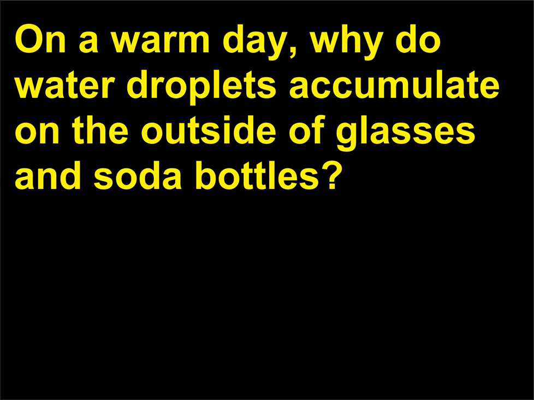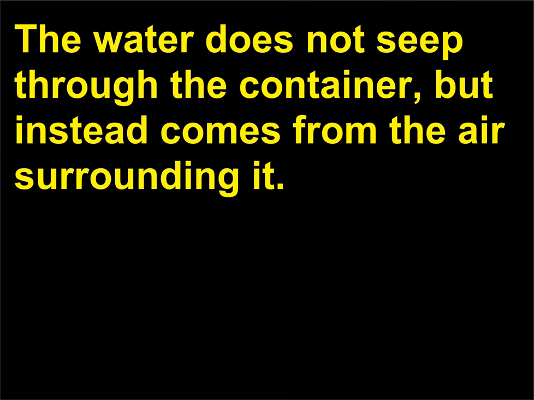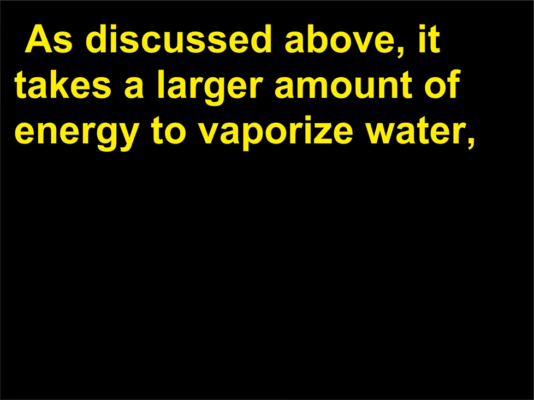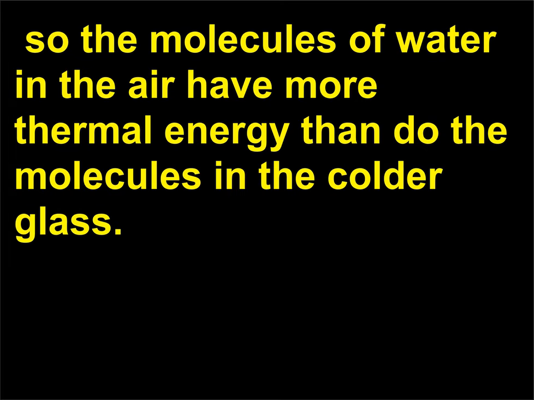On a warm day, why do water droplets accumulate on the outside of glasses and soda bottles? The water does not seep through the container, but instead comes from the air surrounding it. Water vapor is the gaseous form of water that is in air below the boiling point of water. As discussed above, it takes a larger amount of energy to vaporize water. So the molecules of water in the air have more thermal energy than do the molecules in the colder glass.